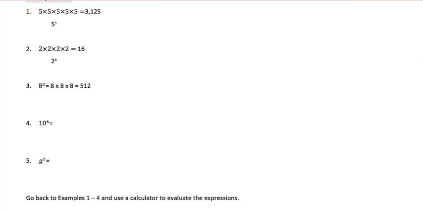10 to the 6th power. Let's write it as a multiplication statement first. That is 10 times 10 times 10 times 10 times 10 times 10. 6 tens. And when we multiply them together, we're going to get 1 million.